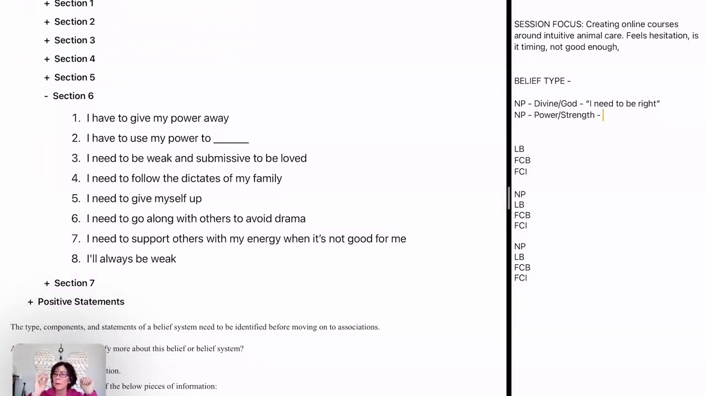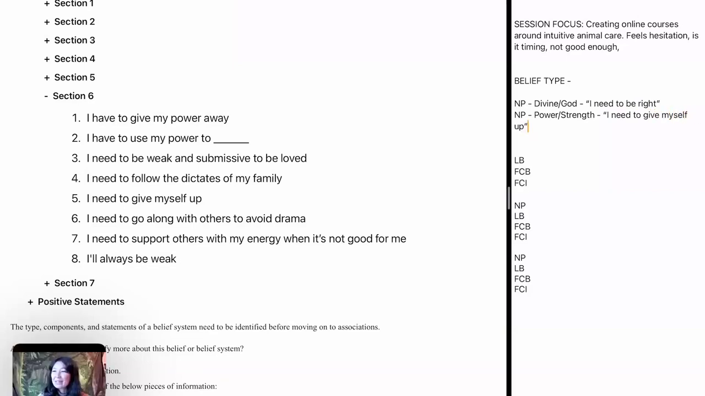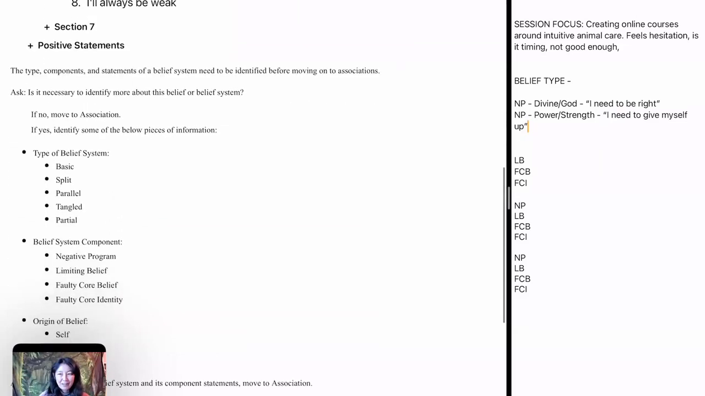Okay, so is it 1, 3, 5, 7? 5? I need to give myself up. Oh, that's interesting. I need to give myself up. Can you go a little deeper in that one? That's really interesting. That one, there's something there. I can feel like it's deeper.